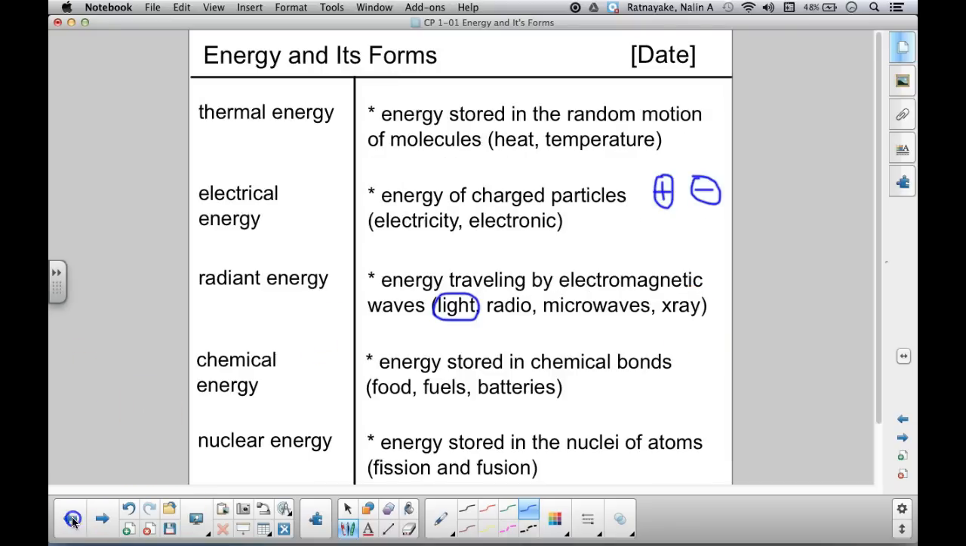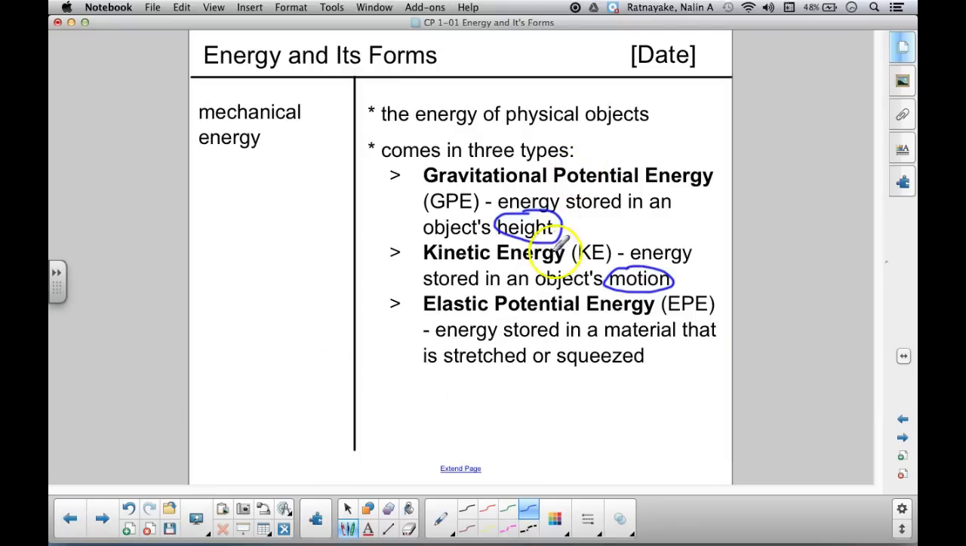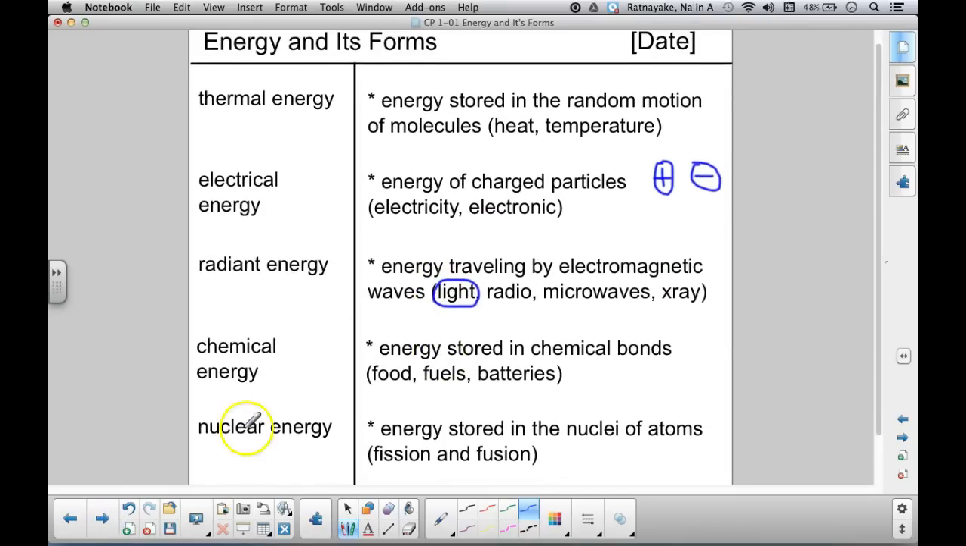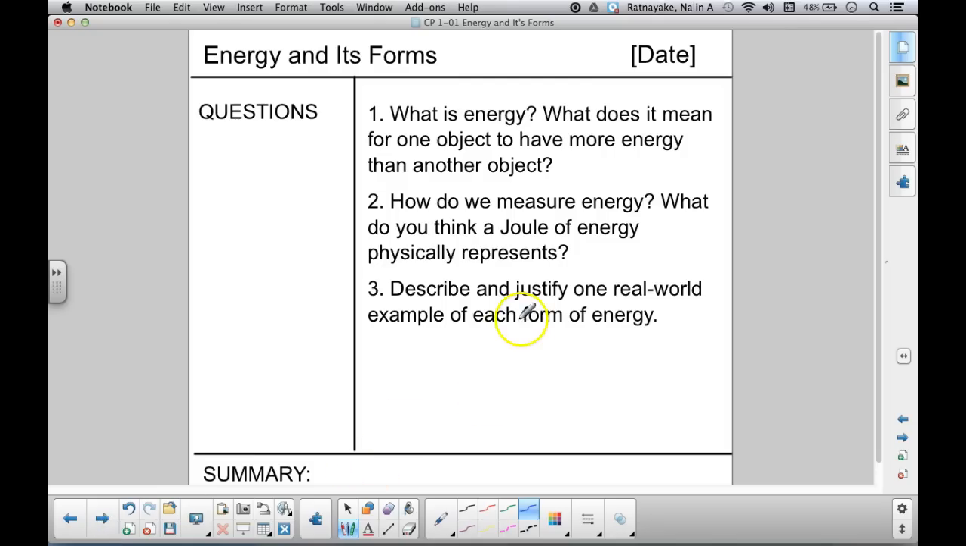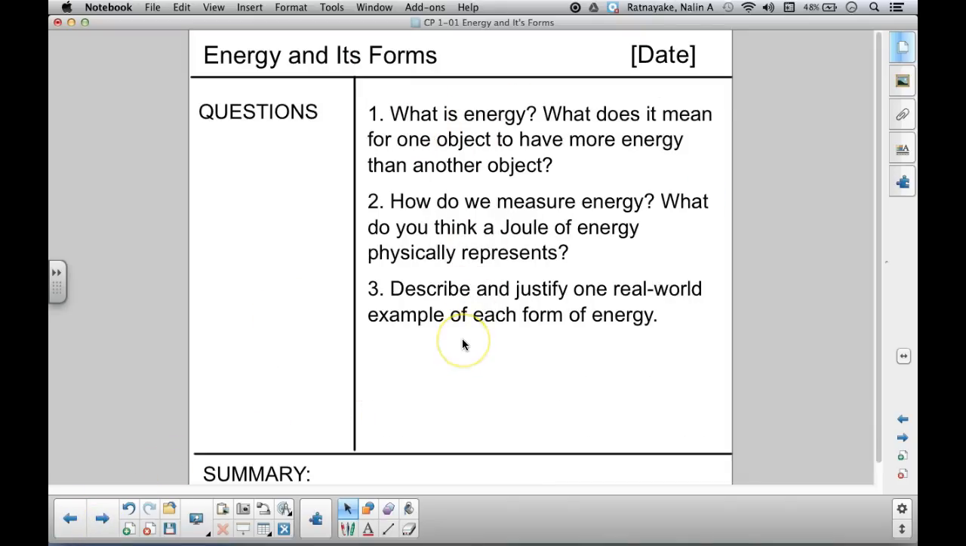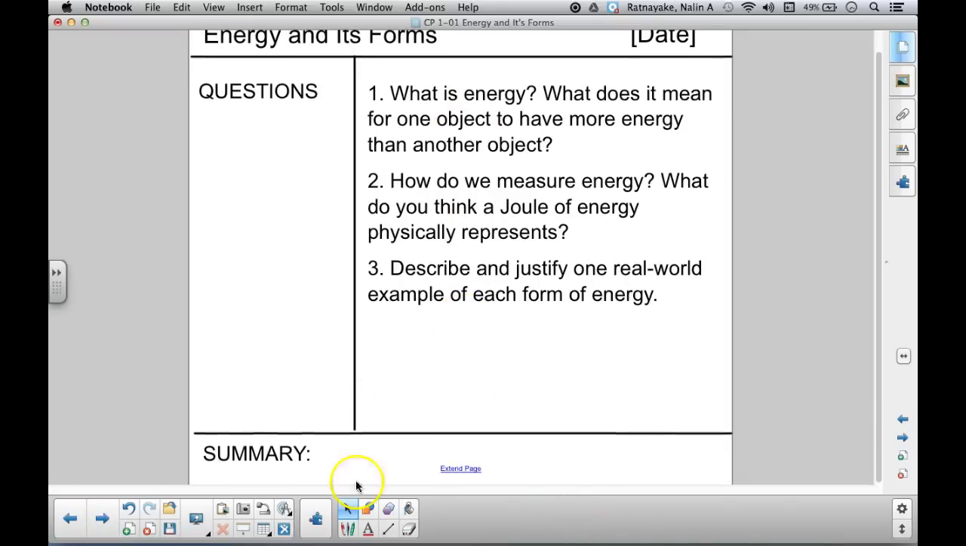So I'm asking you to go back to these three forms of mechanical energy, as well as the other forms of energy that we listed right here. For each one of these, can you come up with a specific real-world example and tell me why? Why is it that form of energy? How do you know that your example of thermal energy is about thermal energy? And, as with all good Cornell notes, I would like you to write a summary at the bottom, 2-3 sentences of what you learned.